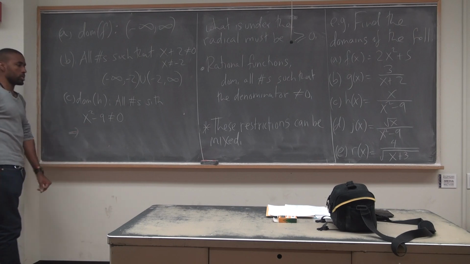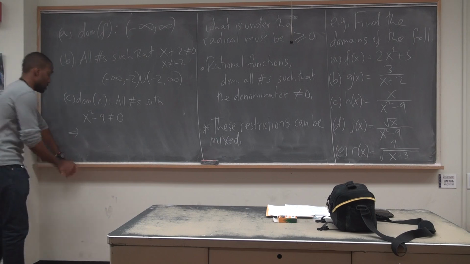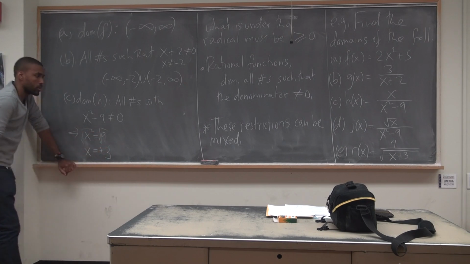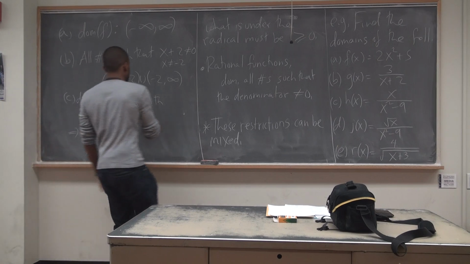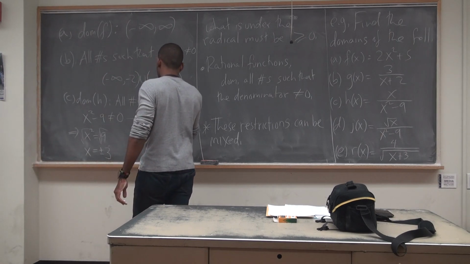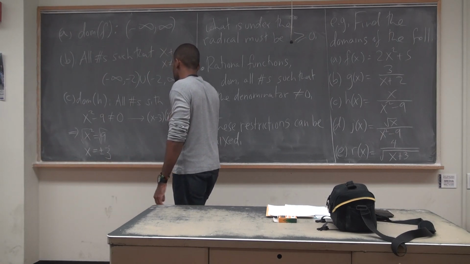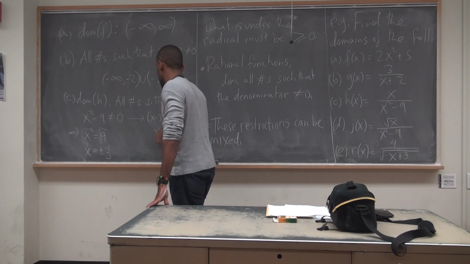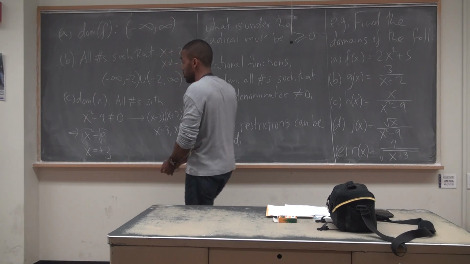How do you solve for x? What's x? You could add 9 to both sides, take the square root of both sides, and that would give you plus or minus 3, right? Or you can realize that you can actually factor that. That's x minus 3 times x plus 3, a difference of squares. And so you get x equals 3 or x equals minus 3. So there are two bad numbers here.